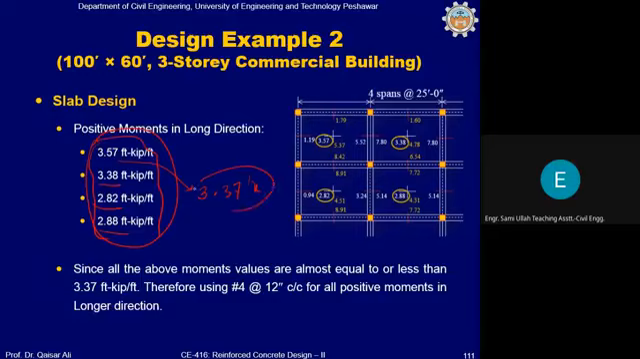So what does it mean? It means that number 4 at 12 inch will be sufficient in the bottom reinforcement along the longer direction. Using number 4 at 12 for all positive moments in the longer direction. Okay. Is it clear?